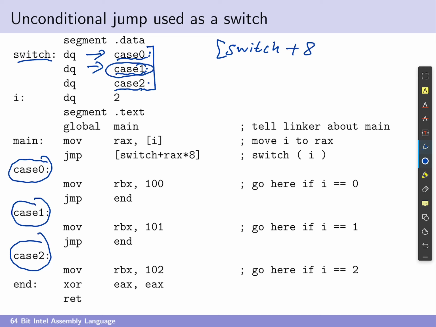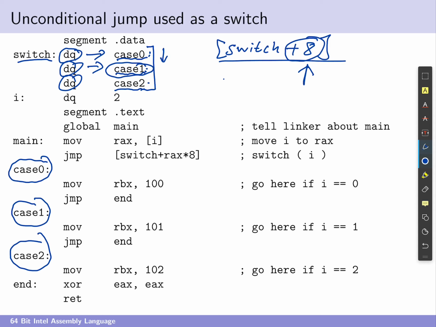plus 8. Now the question is, why plus 8? It's because I want to move one data quad down. So to get to the second element, I need to add 8. Okay, because each element in this case is a data quad, which is 8 bytes. If these were each data words, I would then use, for example, 2. Or if it was DD for a data double word, I would use 4.